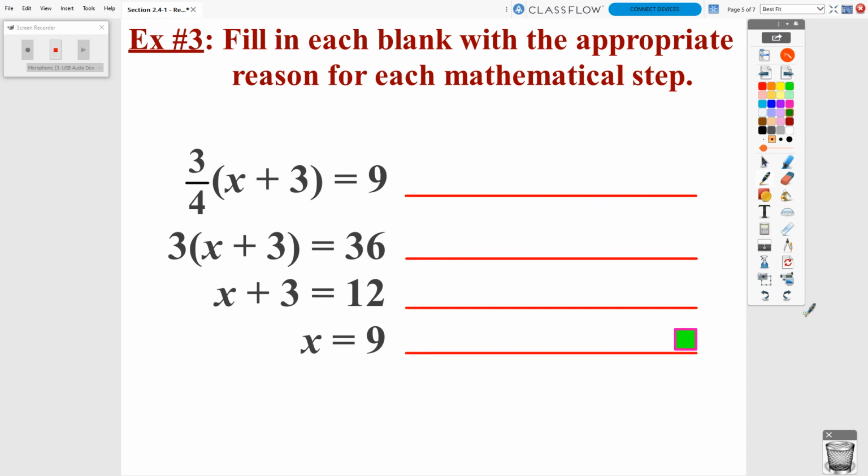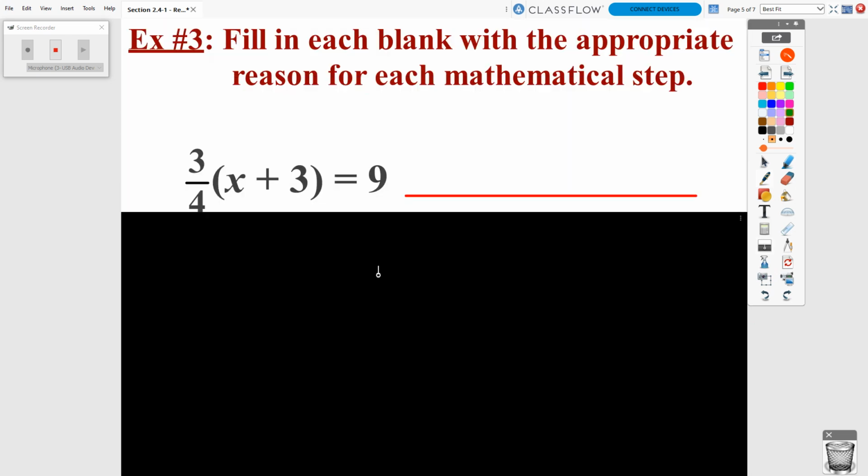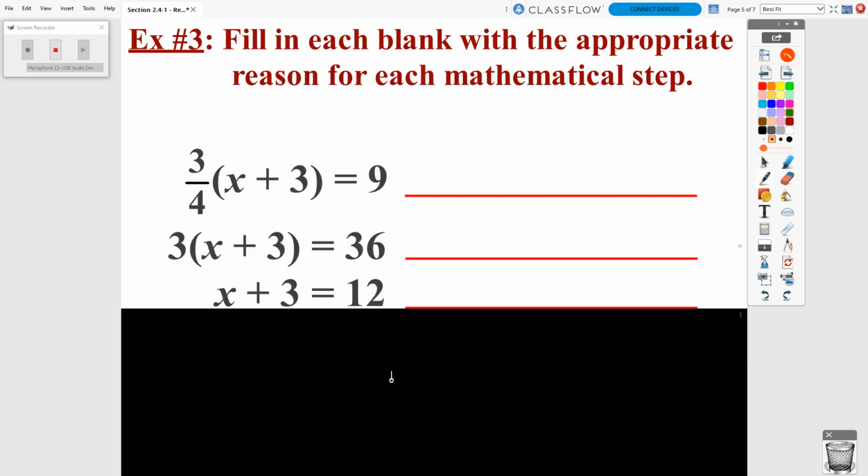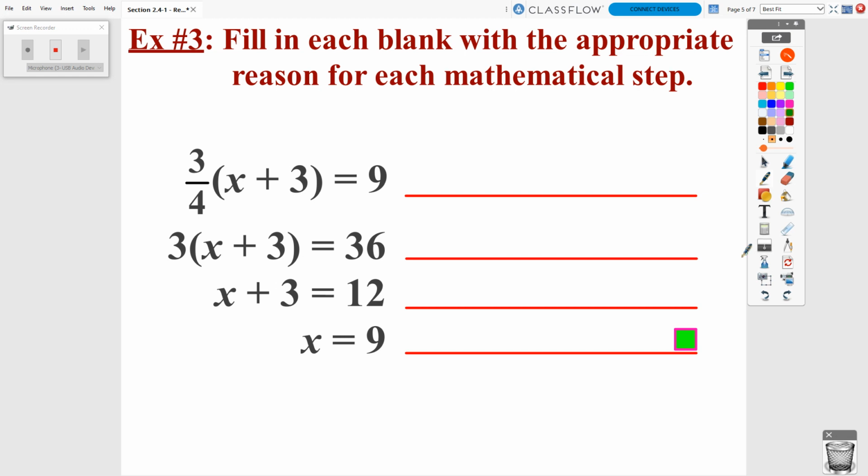All right, let's try another one here. You're going to notice that this problem has already been solved for us, but we're going to try to identify what properties happen to get from step to step to step to step. All right? So what did we say the first reason was going to be? I mean, where did this problem come from? Well, it was given to us.